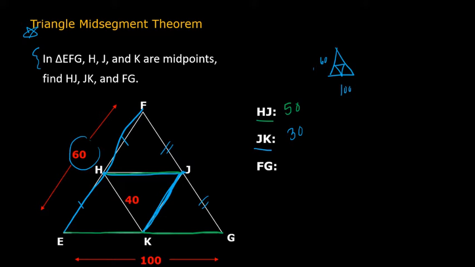Finally, I'm asked to find the measure of FG. So I know that HK is a midsegment for this triangle. I know that it must be parallel to FG, and I know that it is half of its measure. So if HK measures 40, then FG is twice as long. It measures 80. All right? Let's look at another one.